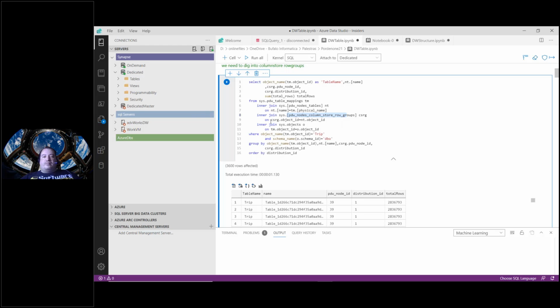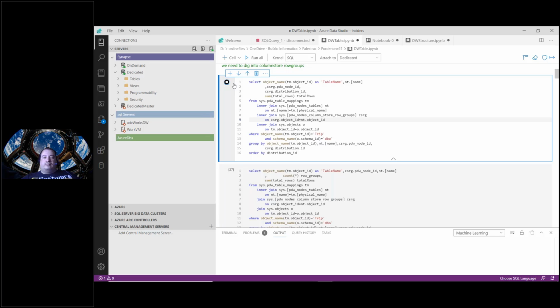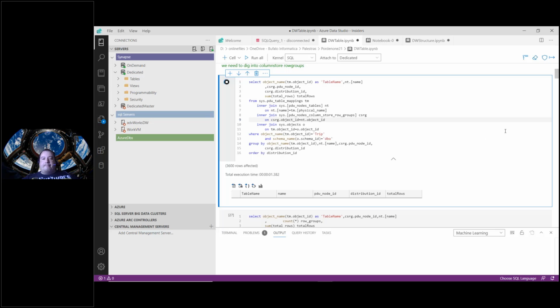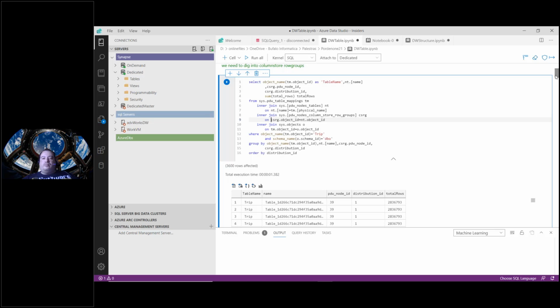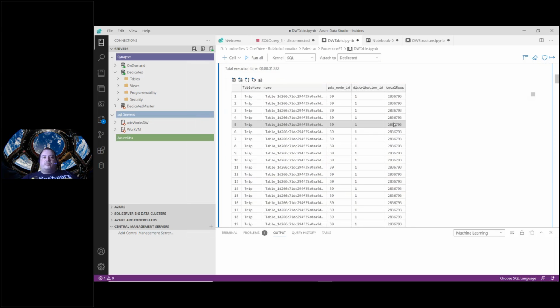So I will see the distribution according to the physical tables and the nodes. Here, I'm seeing how many rows are distributed on each distribution ID and PDW node ID. And why is there more than one record for each distribution ID? Because I'm talking about row groups. Each row group has this amount of rows, and one single distribution in the SQL dedicated pool can have many row groups. At this point, we are talking about the column store index structure. So one single distribution can have many row groups.